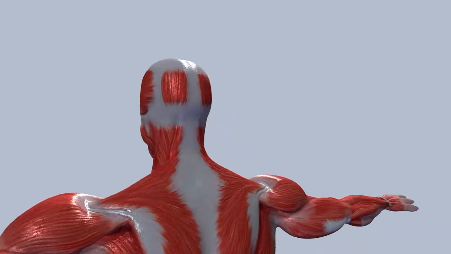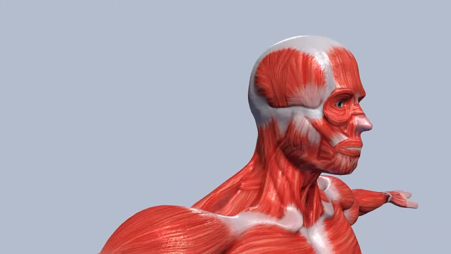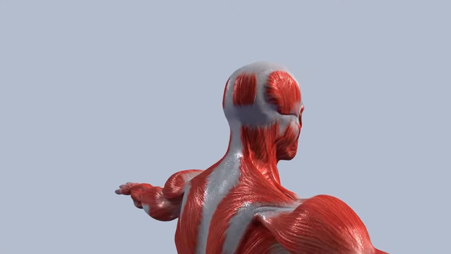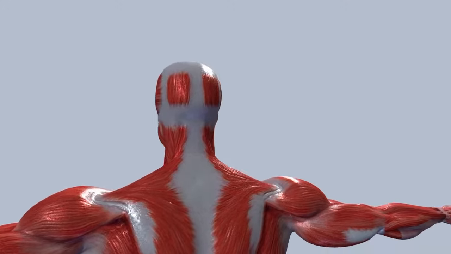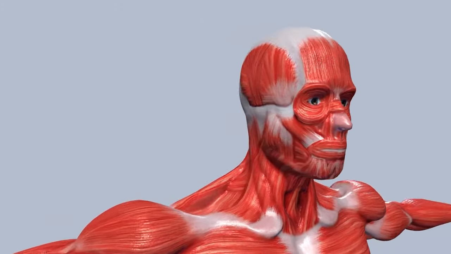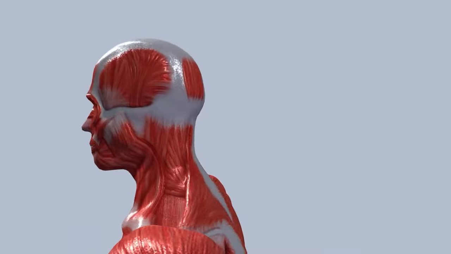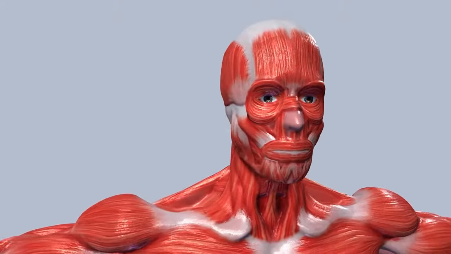Perimysium is a slightly thicker layer of connective tissue consisting mainly of type I and III collagen and surrounds a group of fibers. This fiber group is referred to as a fascicle or bundle. Fascicles are the functional units of skeletal muscle tissue. The perimysium contains slightly larger blood vessels and nerve fibers than those traveling through endomysium.